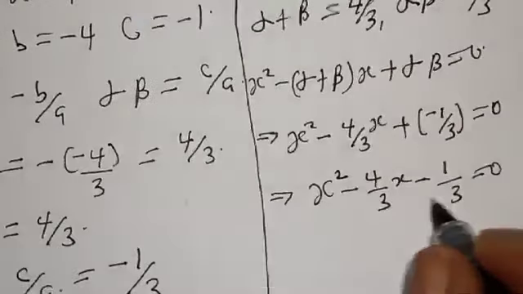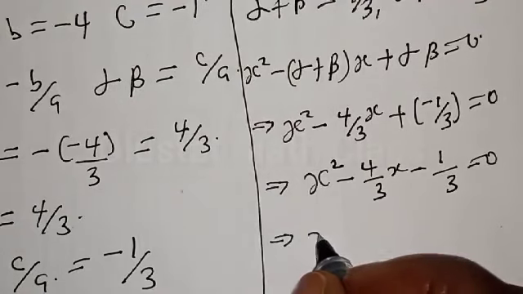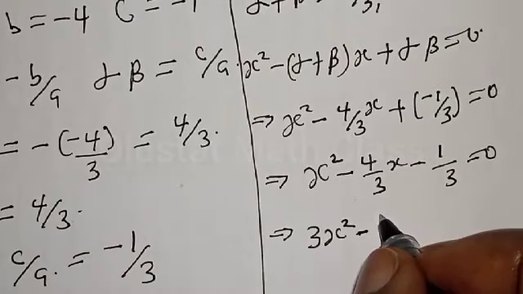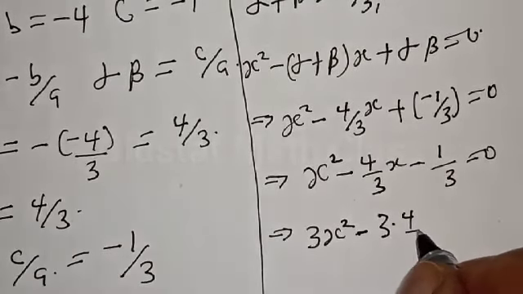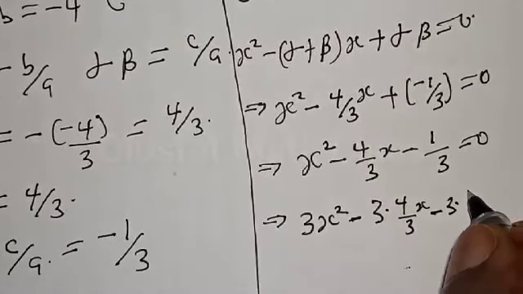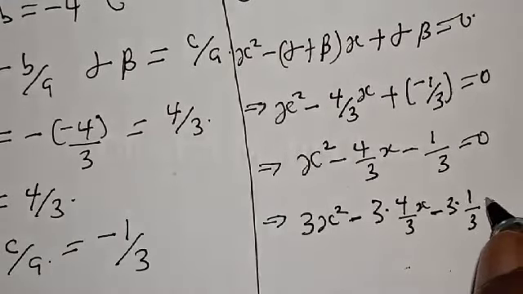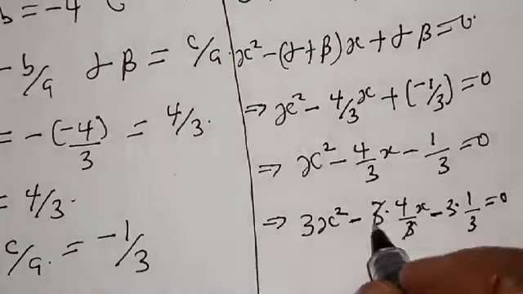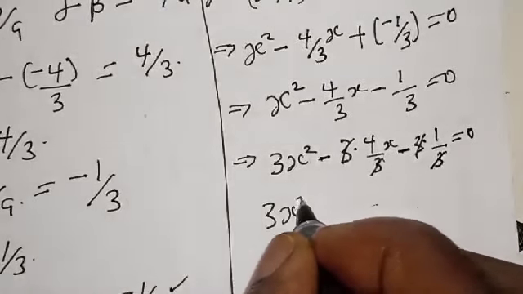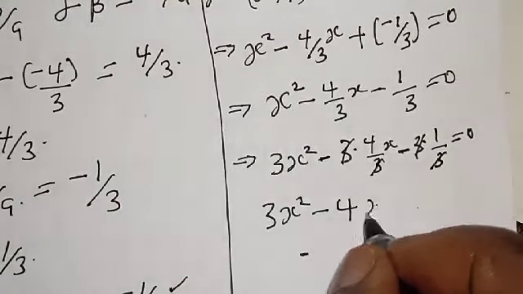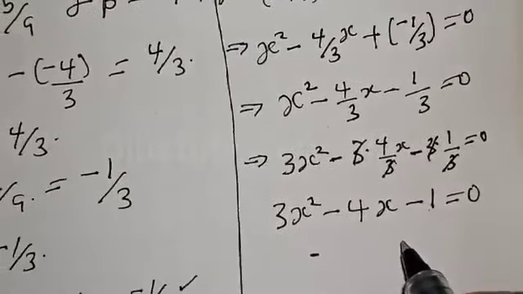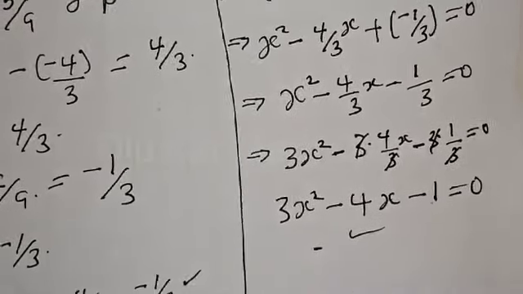Let's multiply all through by 3. Then we have 3s squared minus 3 multiplied by 4 over 3s minus 3 multiplied by 1 over 3 equal to 0. Then this 3 will cancel this 3, and this 3 will cancel this 3. We are left with 3s squared minus 4s minus 1 equal to 0, which is also the quadratic equation given.